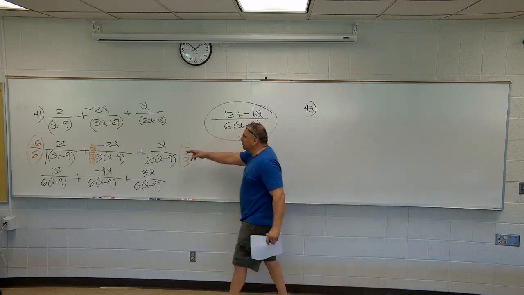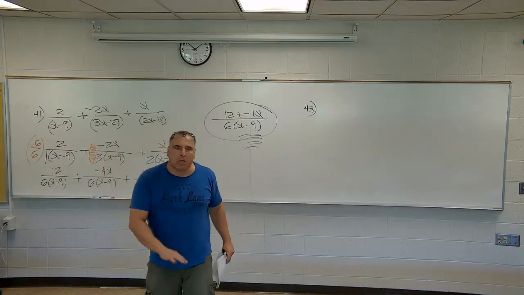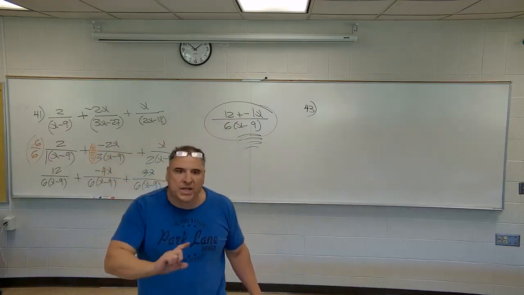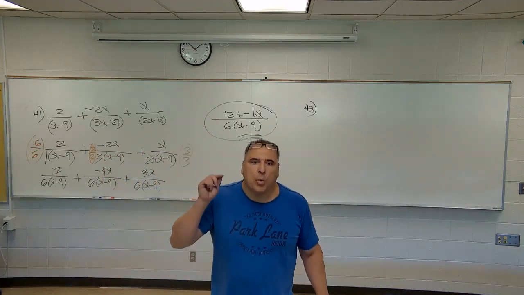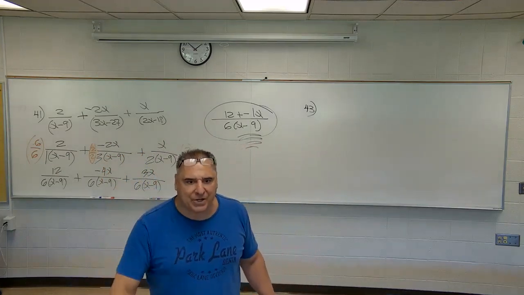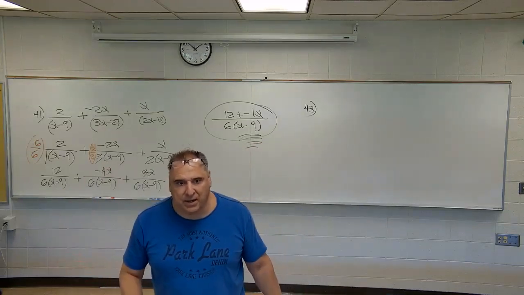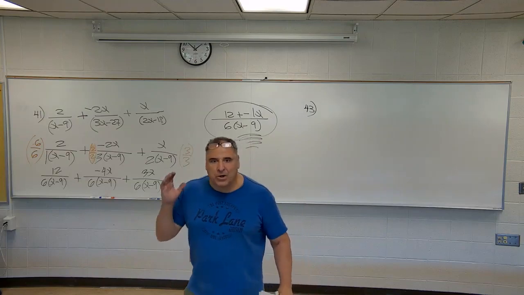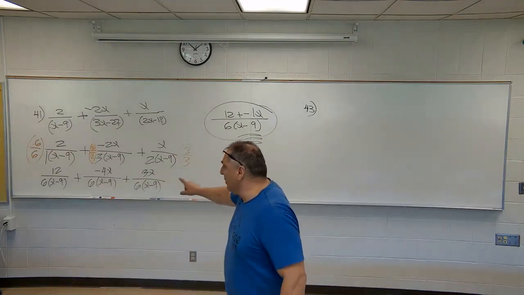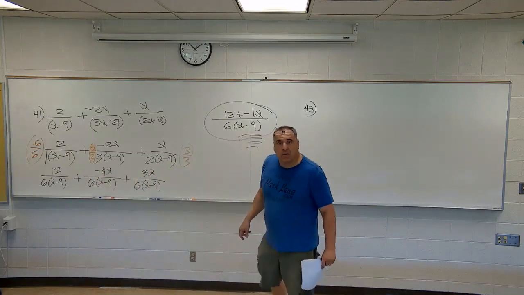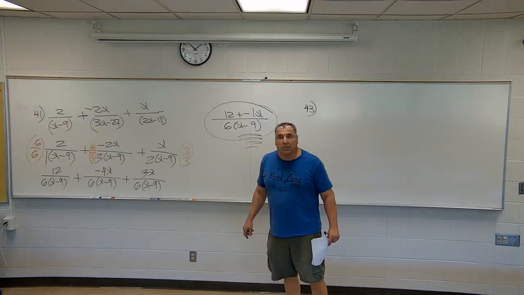Whenever you add or subtract fractions, you have to have a common denominator. Whenever you multiply or divide fractions, you don't need a common denominator, whether there's letters in there or whether it's just the regular numbers we're used to seeing. When you add or subtract fractions, you do need a common denominator.